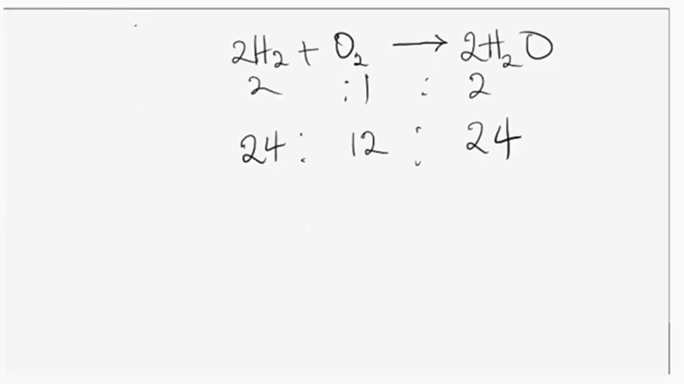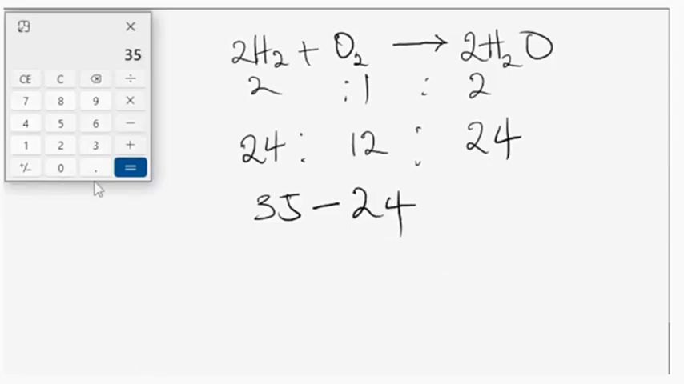So guys, since we have excess of this hydrogen gas being sparked, the next thing we are going to consider here is what's the volume of this excess hydrogen. So guys, the volume of the excess hydrogen will be this 35 cm³ minus 24 cm³. So guys, let's go ahead and use our calculator here. So here we have 35 minus 24, and we have 11. So guys, 11 cm³ of hydrogen is in excess here.